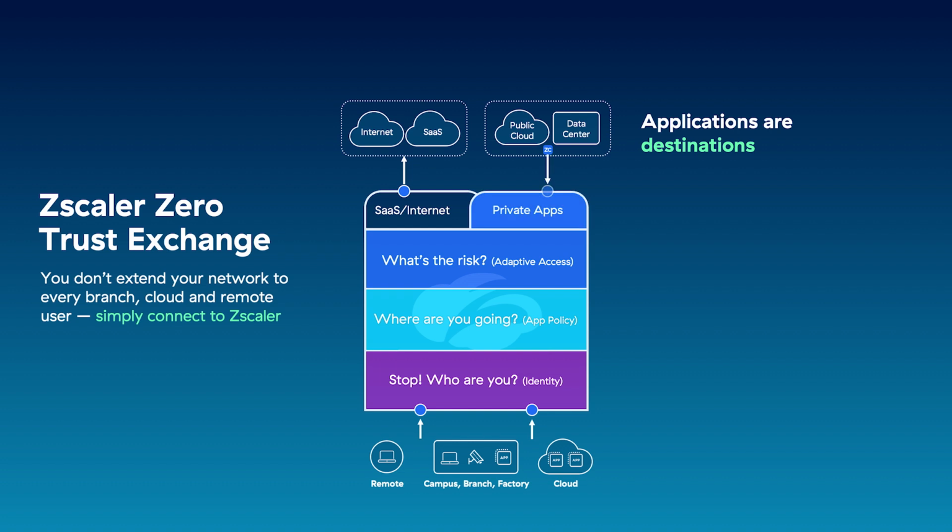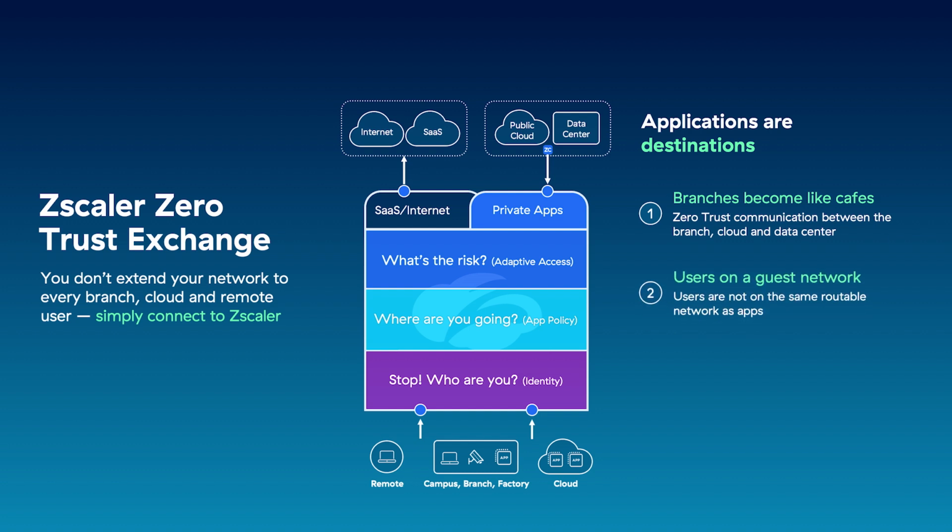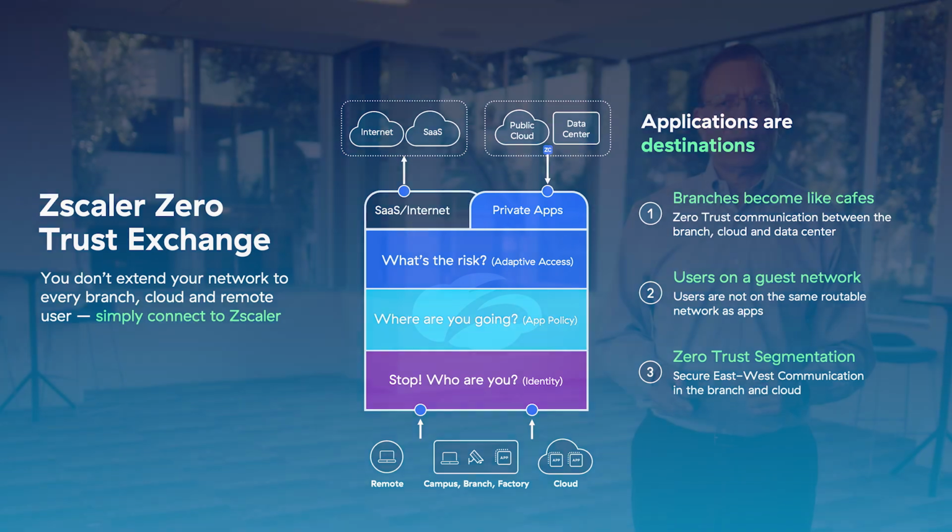By doing so, your branches can become like a cafe because they are not on your network. Your users are out there somewhere. They're all untrusted. They're on a guest network. They're on whatever network, it doesn't matter. And we can do zero trust segmentation fully, even inside the branch. And I'm going to give you a little bit deeper view of how this segmentation works. That's the focus of discussion for the rest.